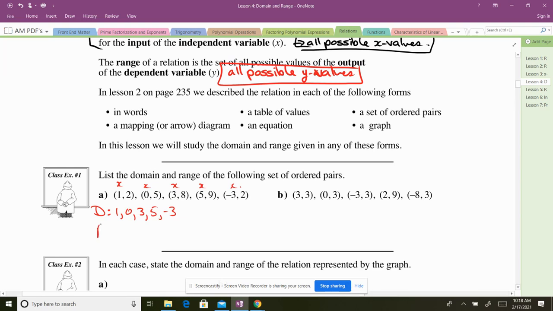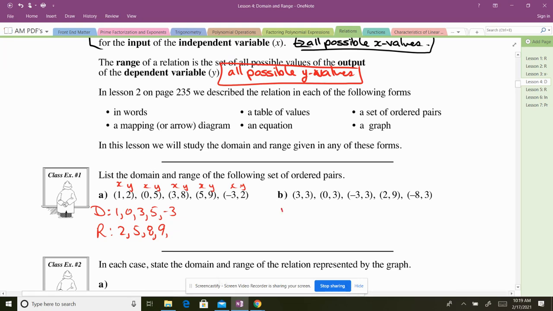What do you think I'm going to do for the range? Wow, there you go. Because the second number is the y. You just list them all. 2, 5, 8, 9. Now, if a number repeats, you don't have to list it again. So this 2 at the end is repeating, so I don't have to list it. So that's it. Make sense?